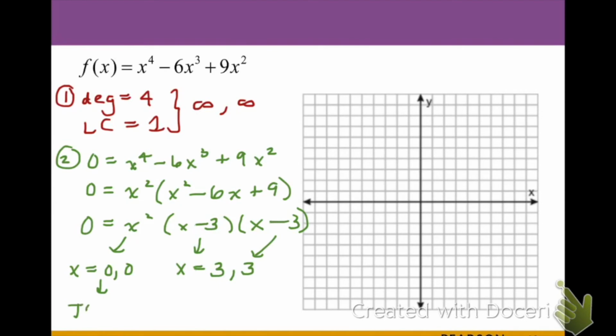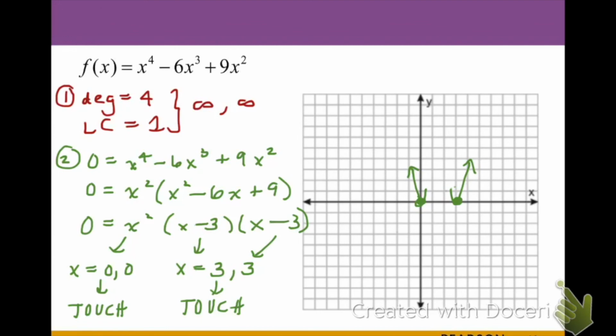So since 0 and 3 both appear twice with even multiplicity, that means on the x-axis our graph is going to touch at both of those zeros. So at 0 and 3, we're getting this touch. And we can go ahead and draw in our end behavior because it's going to be a positive. Sorry, I forgot the word for end behavior there.